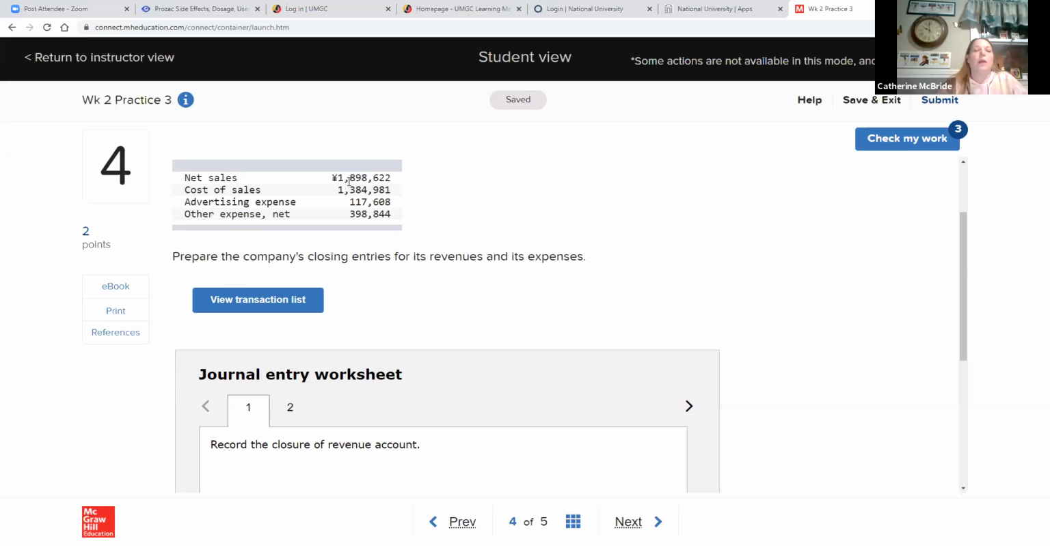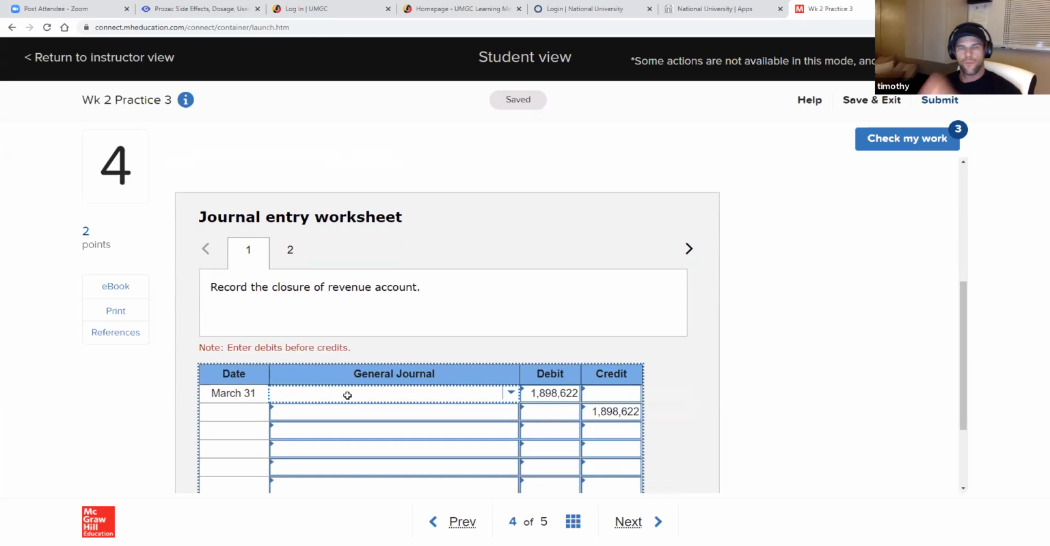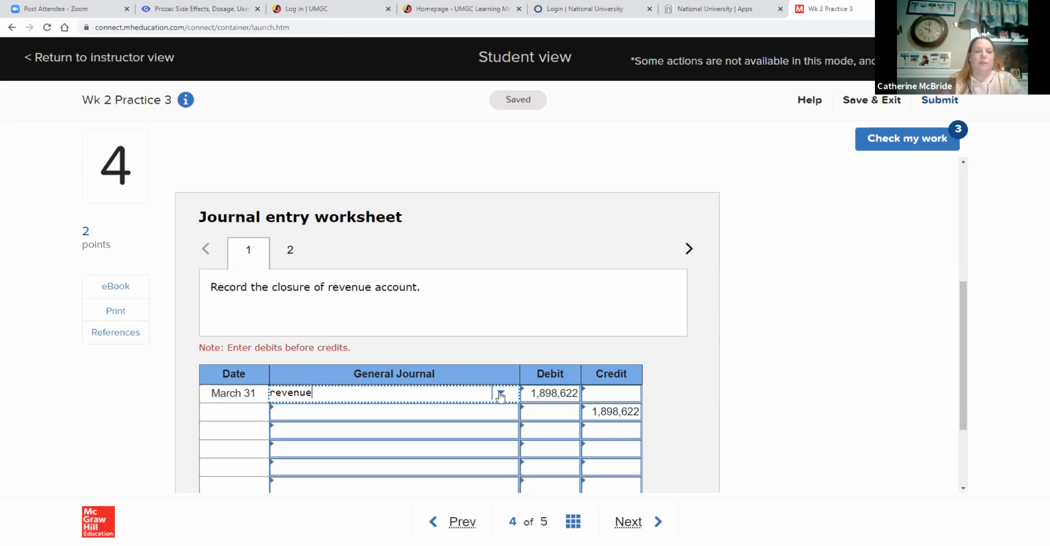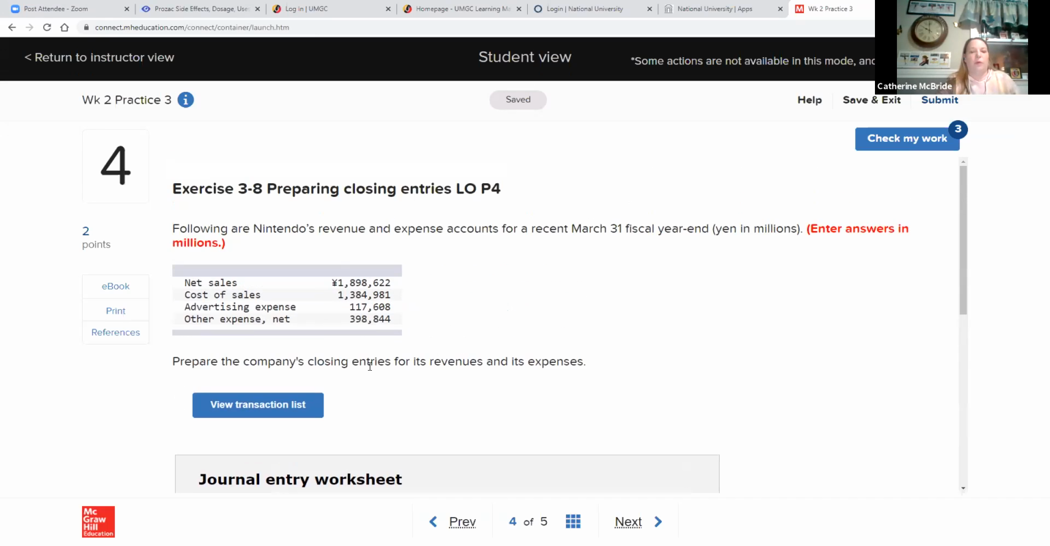All right, so what is the normal balance of revenue, a debit or a credit? Credit. So to make it zero, I have to debit it. Oh, we're going to use the income summary.